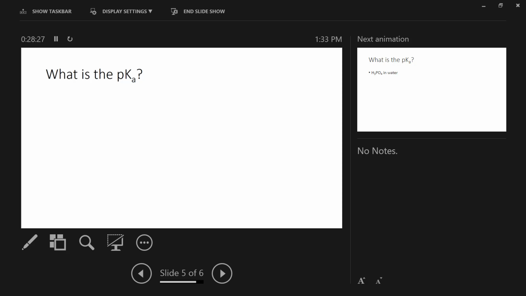So let's write the 1, 2, and 3 again. pKa for 1, pKa for 2, and pKa for 3. Now what is P again that we saw last week? It's the negative logarithm of the concentration of whatever follows, right? So pH is the negative logarithm of hydrogen. pOH was the negative logarithm of hydroxide, right? Do you remember that from last week? So what is pKa then? The negative logarithm of Ka.